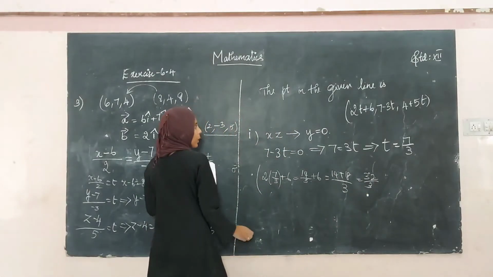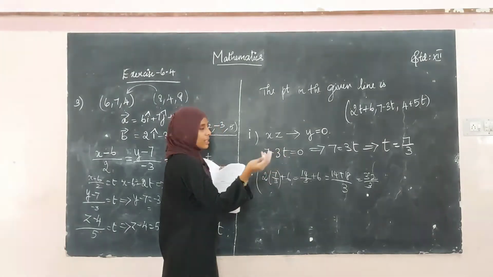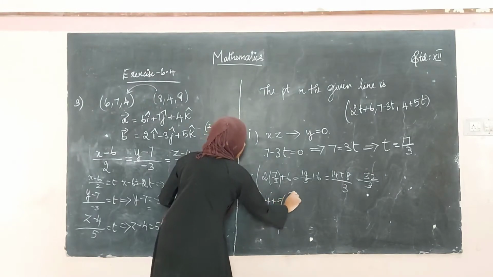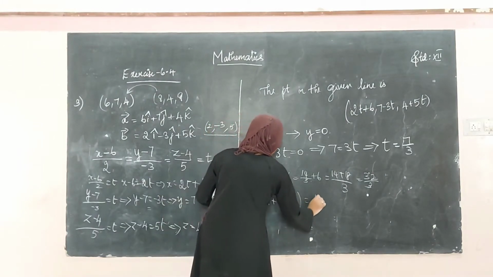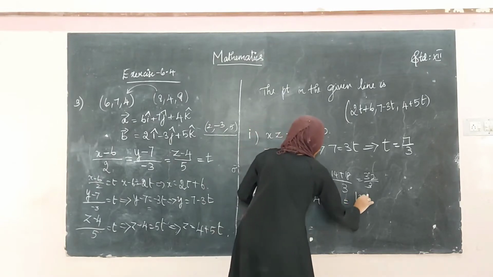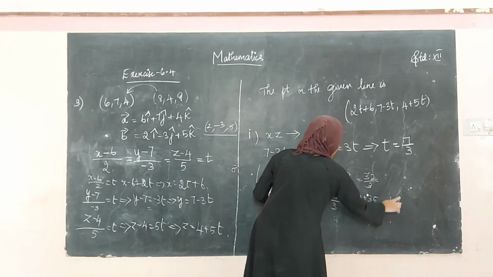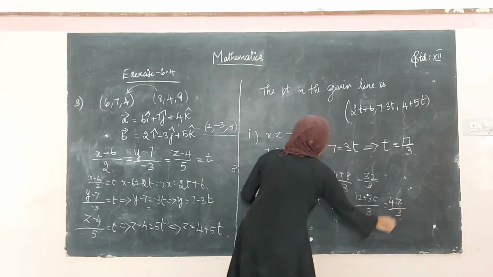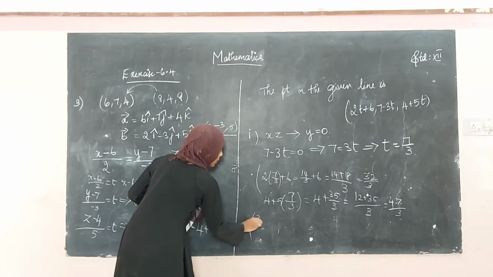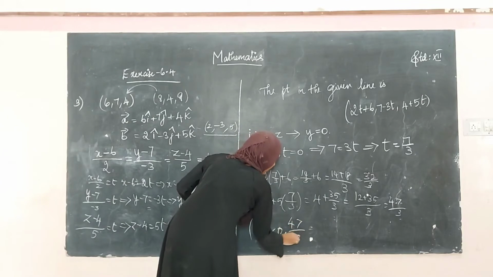And what about the second point? Substitute 7 by 3 here. So 7 minus 7 gets 0. So the second point is 0. And what about the third point? 4 plus 5 into 7 divided by 3 is equal to 4 plus 35 divided by 3, which is 12 plus 35 divided by 3 is equal to 47 divided by 3. So the points when it is passing through the xz plane are 32 divided by 3, 0, 47 divided by 3.